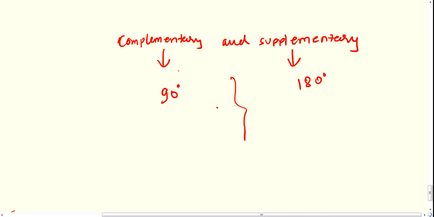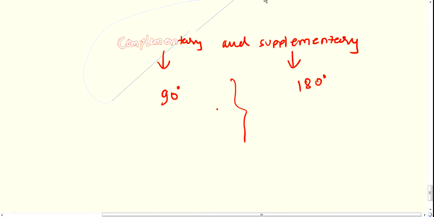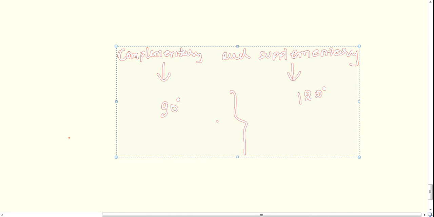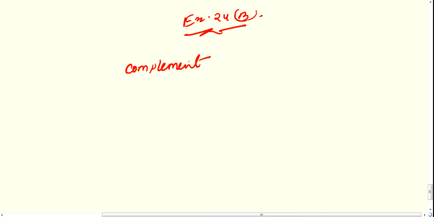Complementary means what? 90 degree. Supplementary means what? 180 degree. Now, how to solve questions related to complementary and supplementary angles? Directly we are starting exercise 24b because there is nothing to explain more. Question number 1. Find the complement. So simply when you are having a question like find the complement of a value, so directly you can subtract that value from 90.